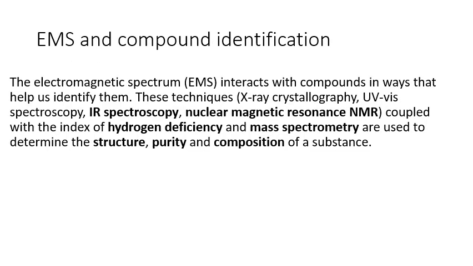The first thing I'm going to look at is the electromagnetic spectrum, which is also in your data booklet. So the EMS, which you probably looked at in physics as well, interacts with compounds in ways that help identify them. The ones we're going to be focusing on today are infrared spectroscopy and nuclear magnetic resonance. Okay? I'm going to link that to hydrogen deficiency and mass spectroscopy later, so you can actually work out the structure, purity, and composition of an unknown substance.